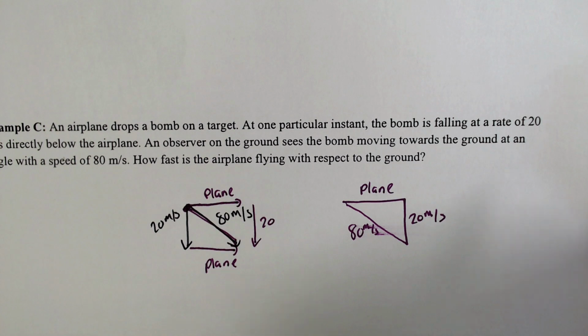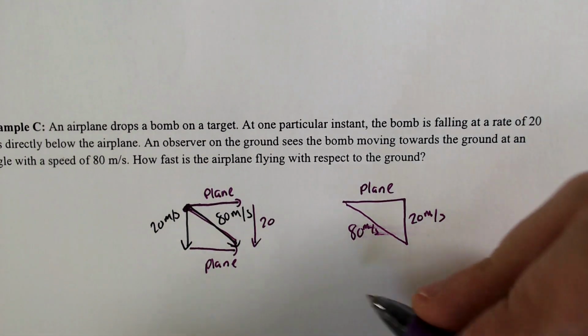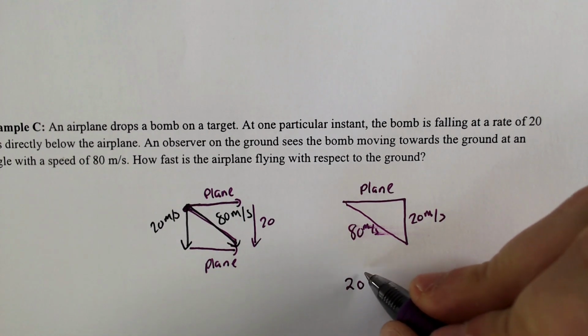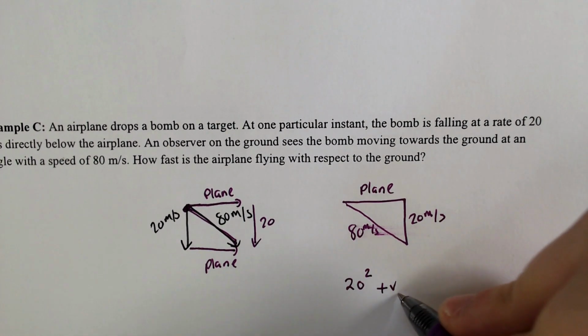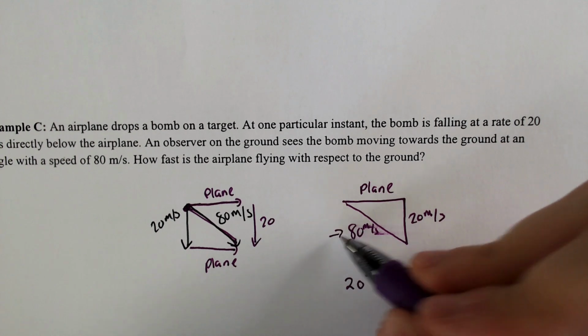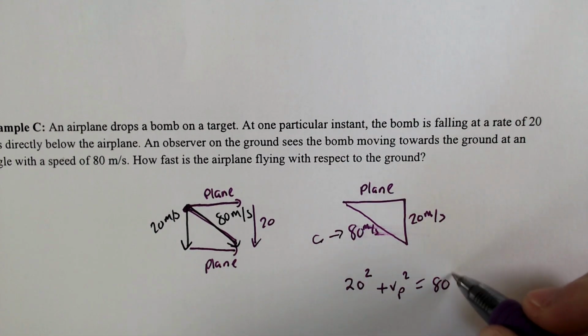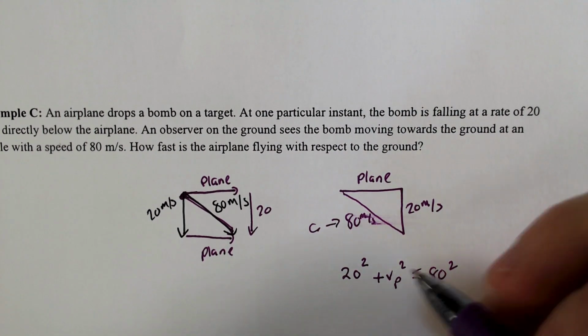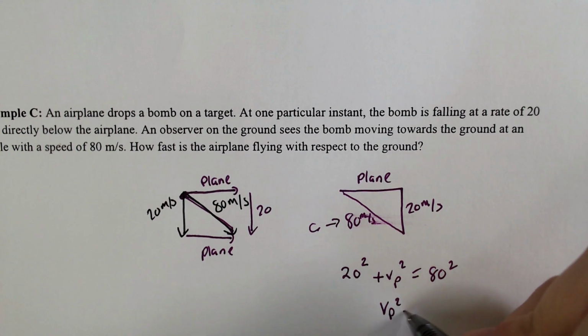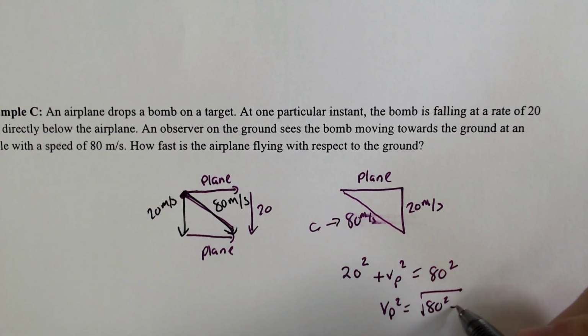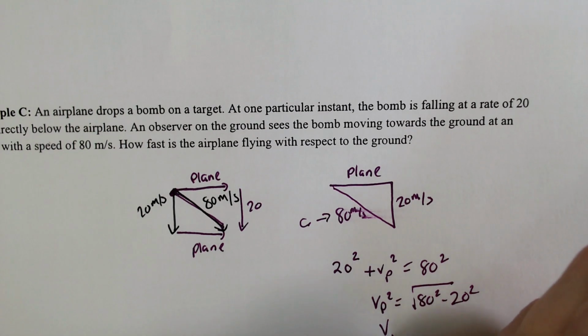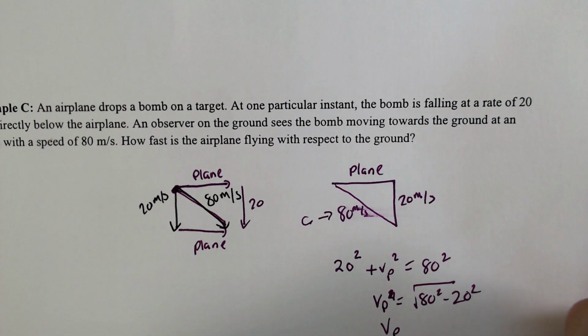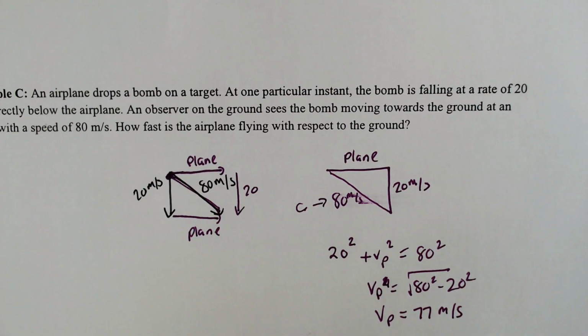Even though it's not distance, you can use the Pythagorean theorem just to solve for velocity, which is a really neat feature. If we do that, we'd have 20 squared plus the plane's velocity squared, because this is the hypotenuse, that's your c, would equal 80 squared. And we solve for that, we end up with V_P equal to the square root of 80 squared minus 20 squared. It wouldn't be squared anymore, I already square rooted. Solving for the velocity of the plane would give you 77 meters per second.